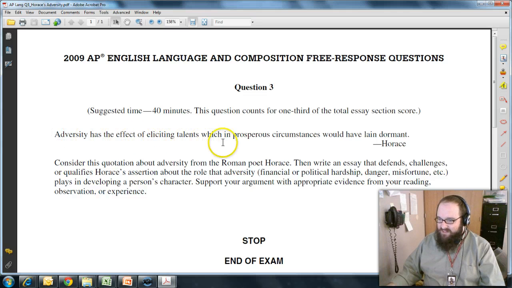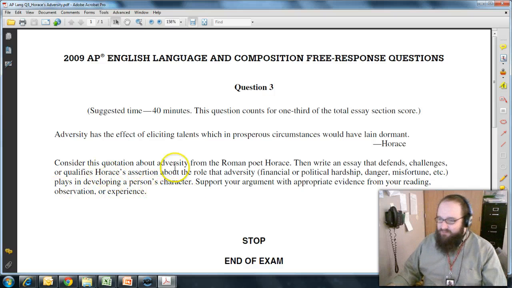Adversity has the effect of eliciting talents which in prosperous circumstances would have lain dormant. That's by the Roman poet Horace. Consider this quotation about adversity from the Roman poet Horace. Then write an essay that defends, challenges, or qualifies Horace's assertion about the role that adversity, financial or political hardship, danger, misfortune, etc., plays in developing a person's character. Support your argument with appropriate evidence from your reading, observation, or experience.